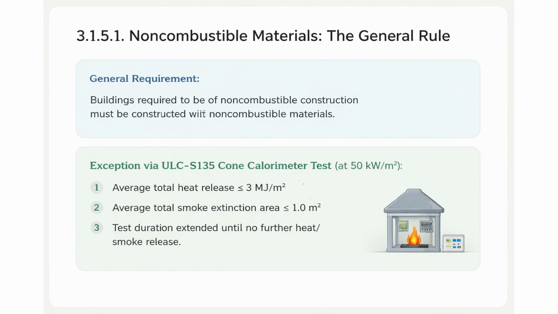3.1.5.1. If a building is required to be of non-combustible construction, you must use non-combustible materials. However, there is a scientific exception. A material can be used if it passes the ULC S135 cone calorimeter test at a heat flux of 50 kilowatts per square meter. It must have an average total heat release of not more than 3 megajoules per square meter and a smoke extinction area of not more than 1.0 square meter. The test must also run until it is absolutely clear no more heat or smoke will be released.